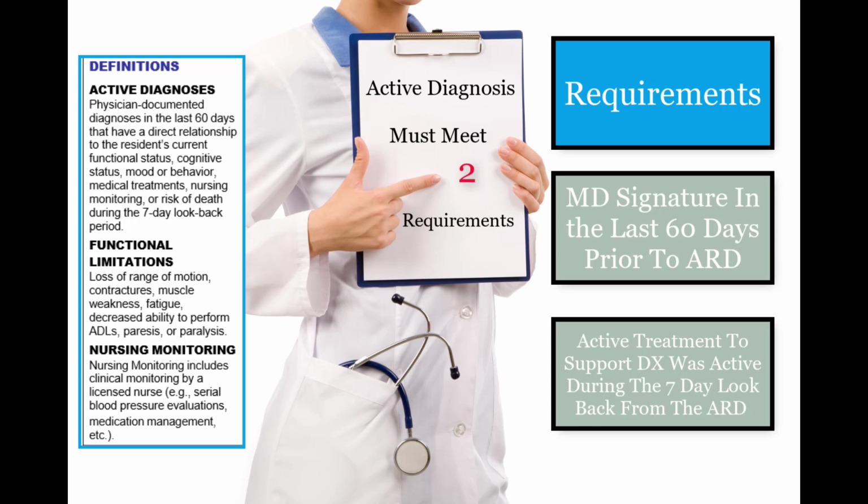After you have the physician's signature signed 60 days prior to the ARD, then you can begin to look for an active treatment. An active treatment can include the care plan. When we create a care plan, we include interventions that we're monitoring for all of the time. So that means that the diagnosis is active. So if you have the physician's signature within 60 days and you have an active care plan that you're currently following, then that diagnosis is also active.